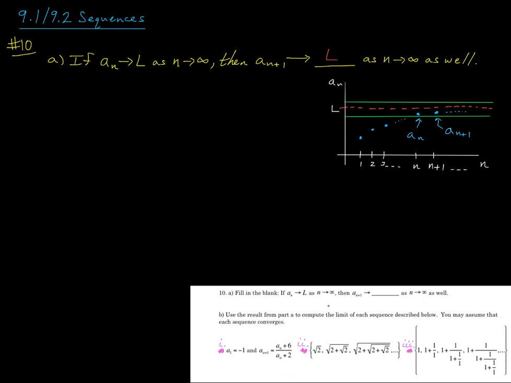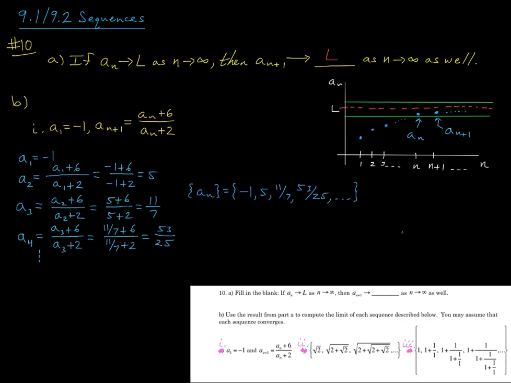You may assume that each sequence converges. And look at the first example here. This is what we call a recurrence relation, right? We're given this initial term a1, which is -1, and then we're given this recipe to generate subsequent terms. So to get from a sub n to a sub n plus 1, we compute this quantity a sub n plus 6 divided by a sub n plus 2.